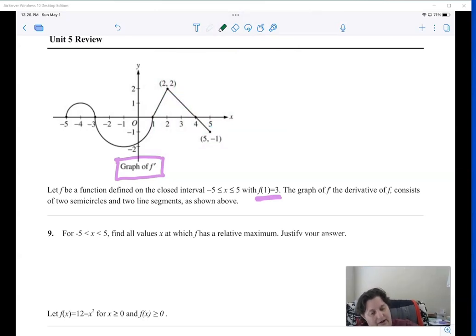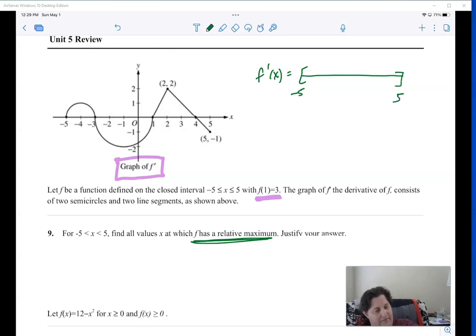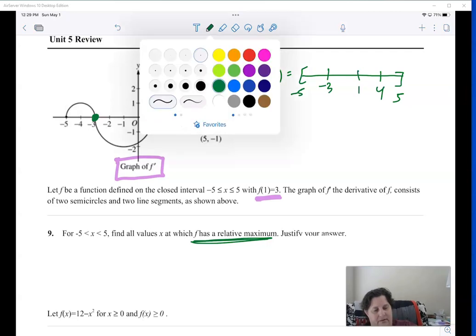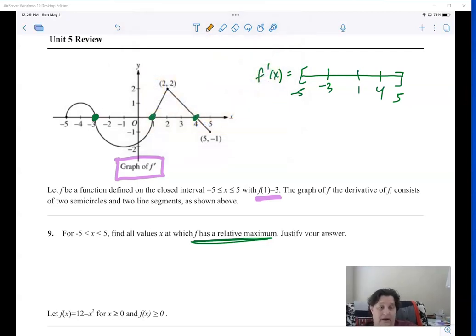Okay, cool. So you guys, for a relative max, we need to do a sign line of the derivative. Now this is closed from -5 to 5, so I'm going to go past there. And let's see where the derivative equals 0. Here, here, and here. So at -3, 1, and 4. Now I'm going to draw my pluses and minuses. Between -5 and -3, it's above the axis, that's positive. Then it's below the axis. Above, below. So it's going to go increasing, decreasing, increasing, decreasing.